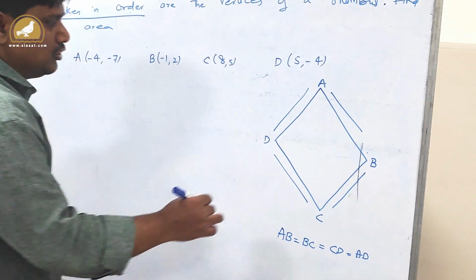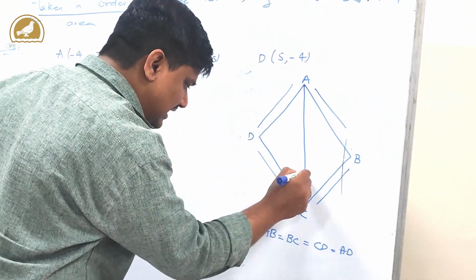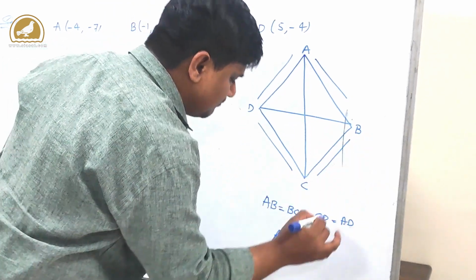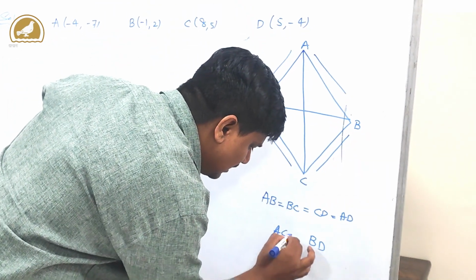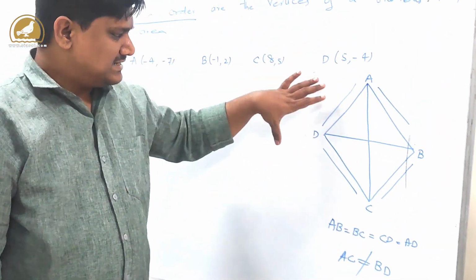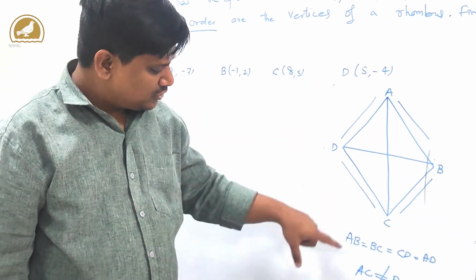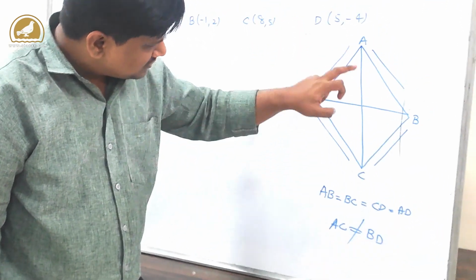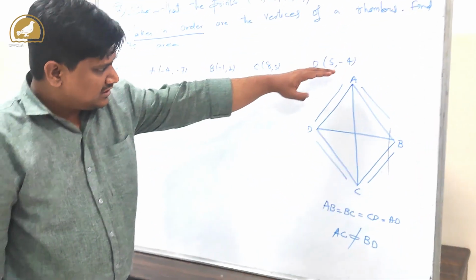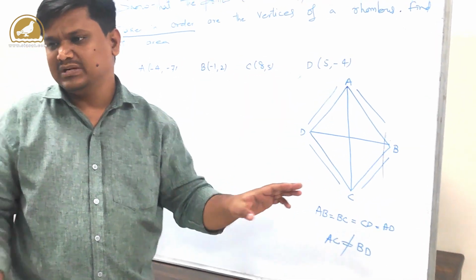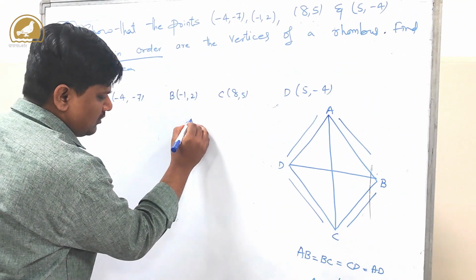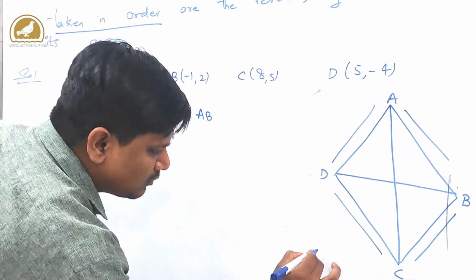Apart from that, we need to prove that the distances AC and BD are not equal. All the sides must be equal, while the diagonals are not: if we join A and C we get one diagonal, and B and D gives another diagonal. So we need to prove that the diagonals are not equal but the sides are equal. This is what is required to prove.